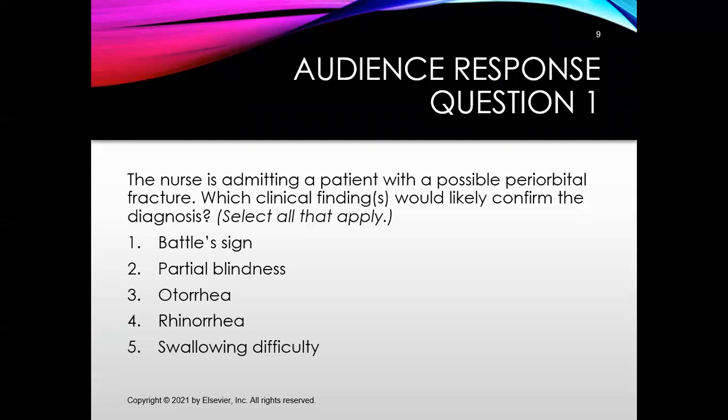Audience response question 1. The nurse is admitting a patient with a possible paraorbital fracture. Which clinical findings would likely confirm the diagnosis? Battle sign, partial blindness, otorrhea, rhinorrhea, or swallowing difficulty. Take a moment and determine what your response will be. Correct answers are battle sign, otorrhea, and rhinorrhea.